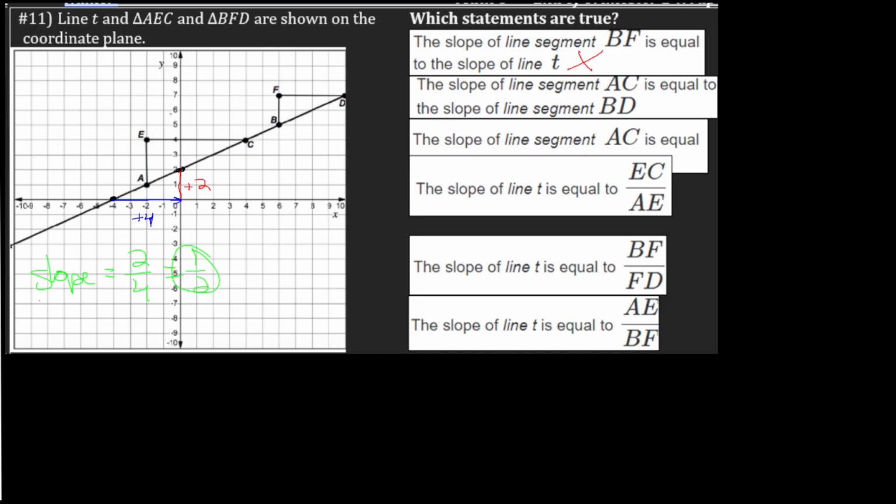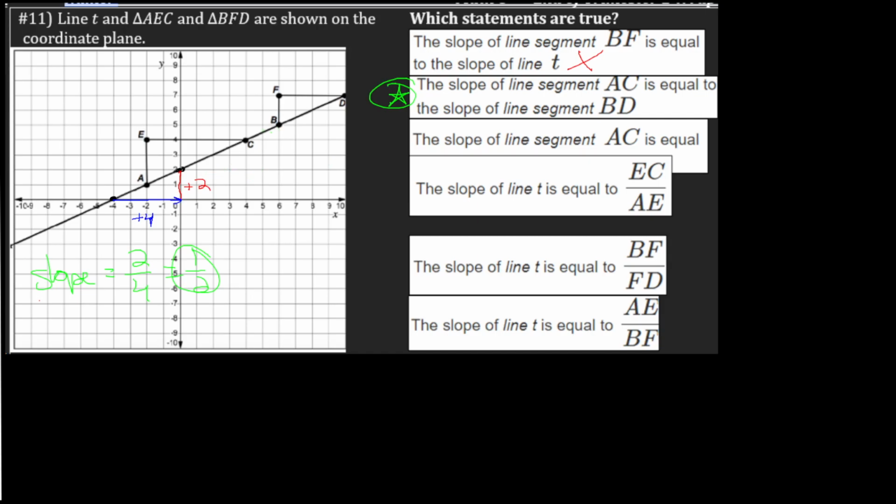For the next one, it says the slope of segment AC, which is on that line, is equal to the slope of BD, which is on that line as well. So I'm going to say this second one is good. Again, since they're all on the same line, that slope is going to be the same. Then I could say the slope of segment AC is equal to the slope of line segment BD.